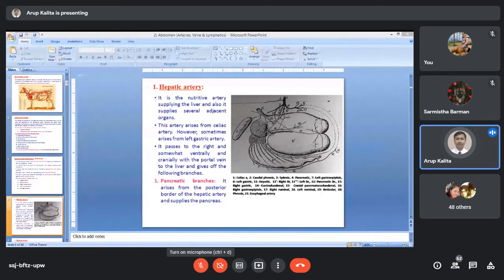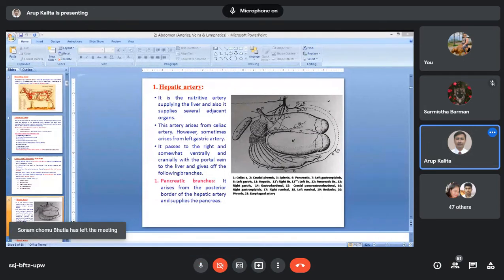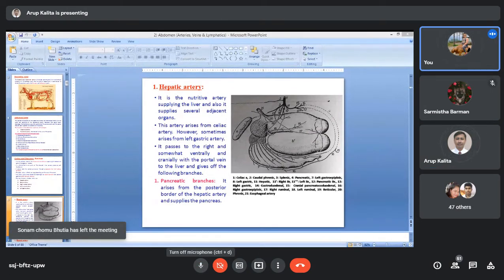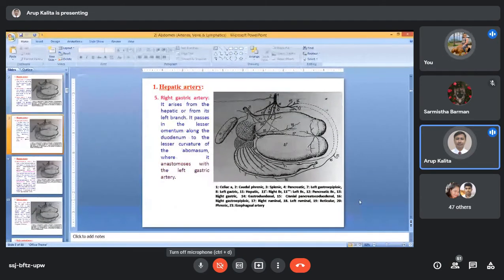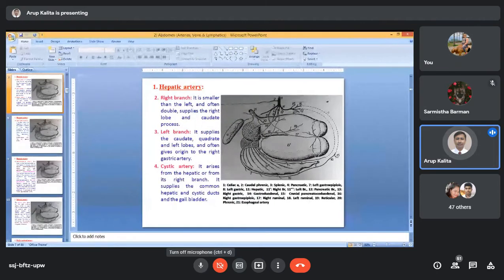Now next branch, is it visible? The slide is visible to you? Slide is visible to you or not? The second branch is the right branch. So second branch is the right branch. Okay. Now it is visible? Sorry. It is visible now? Okay, second branch is the right branch.